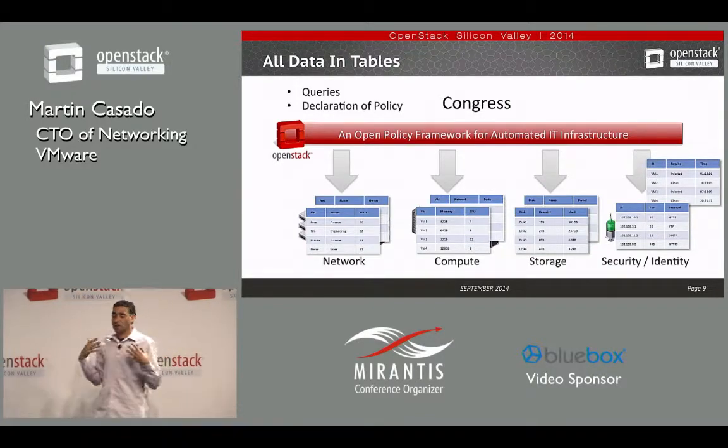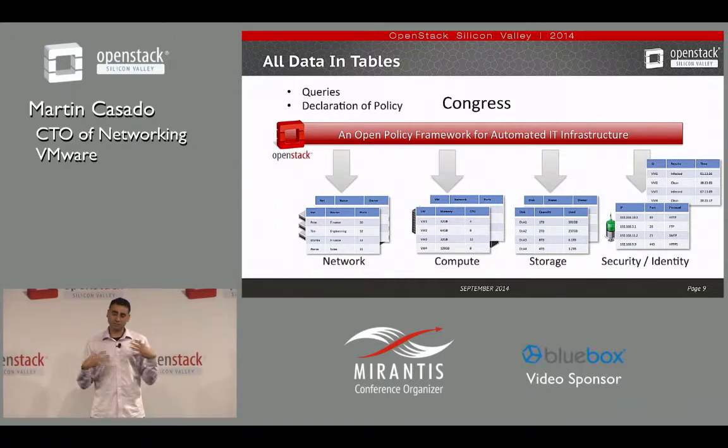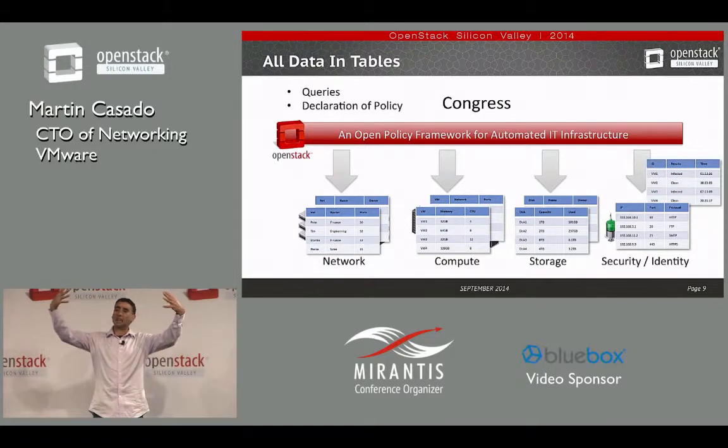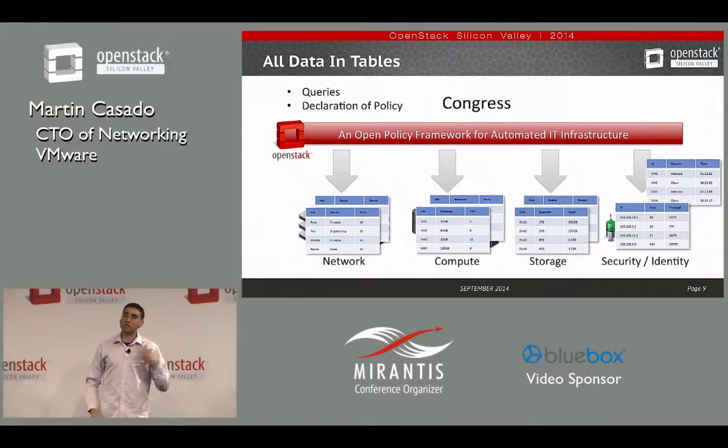So the idea of Congress is that, you know what we're going to do? We're going to represent every system as a set of tables, just like you would in a database, whether it's network or computer storage or whatever it is. And then you can make declarations at a high level to query these or join these or manipulate these in any way that you want. And anytime you want to extend one of these, like add a new type of infrastructure, a new policy language, all you do is you expose it in tables, and it'll allow declarations that write over it.